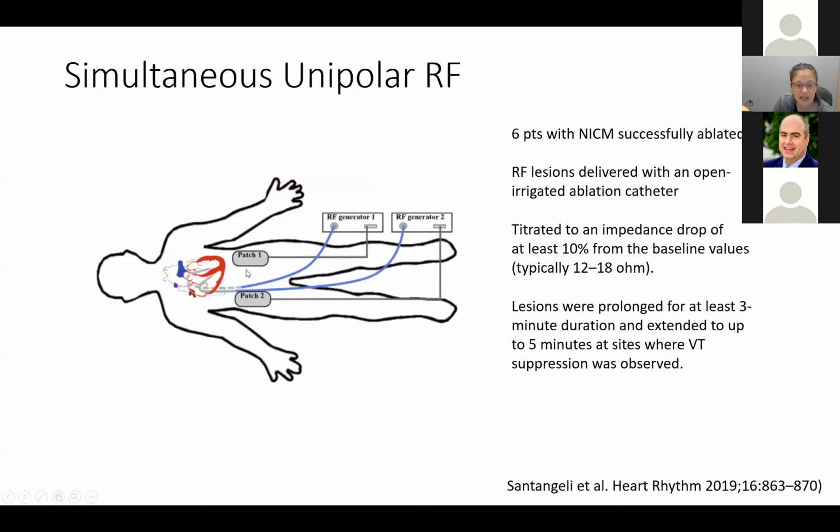Then there's simultaneous unipolar RF, which is similar, but you use two generators and two catheters. And this is just a picture from a recent paper from the Penn group showing the setup for a simultaneous unipolar. In this case, they used two irrigated ablation catheters, and were able to successfully treat 6 patients with non-ischemic cardiomyopathy. They used long lesions. It's important to note 3 to 5 minute applications in order to get persistent suppression of VT.